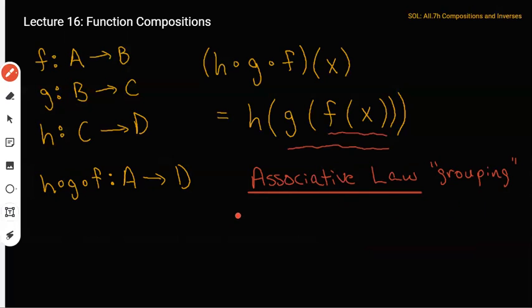I could start off by putting G and F inside of a group. And that would be the same thing if I put H and G inside of a group. And then F is off to the right side, not inside of the group. And these two would be the same two functions. And that's what the associative law means. It doesn't matter which order that you group the functions together.